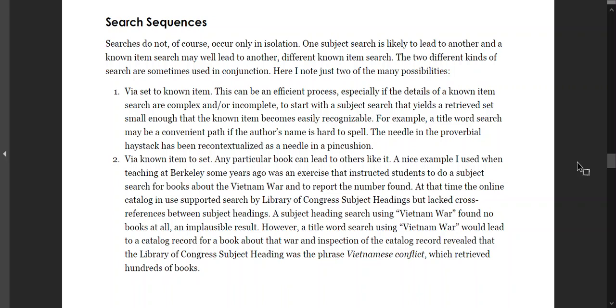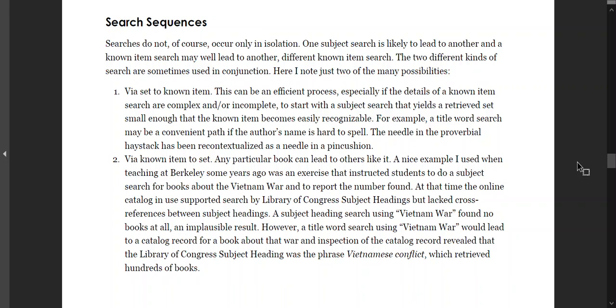Okay. Via known item to set. Any particular book can lead to others like it. A nice example I used when teaching at Berkeley some years ago is an exercise that instructed students to do a subject search for books about the Vietnam War and to report the number found. At the time, the online catalog in use supported search by Library of Congress subject headings but lacked cross-references between them. A subject heading search using Vietnam War found no books at all, an implausible result.